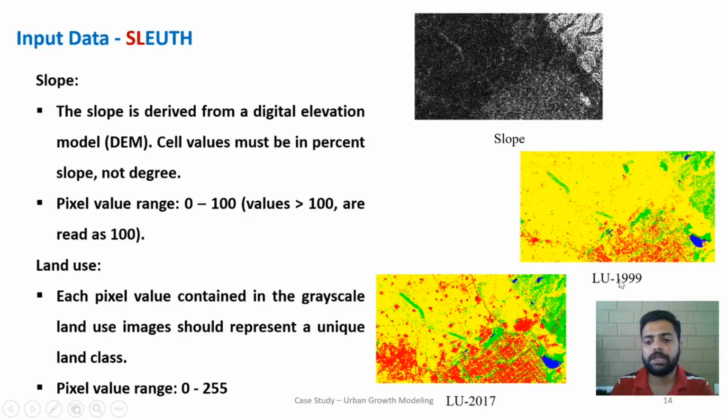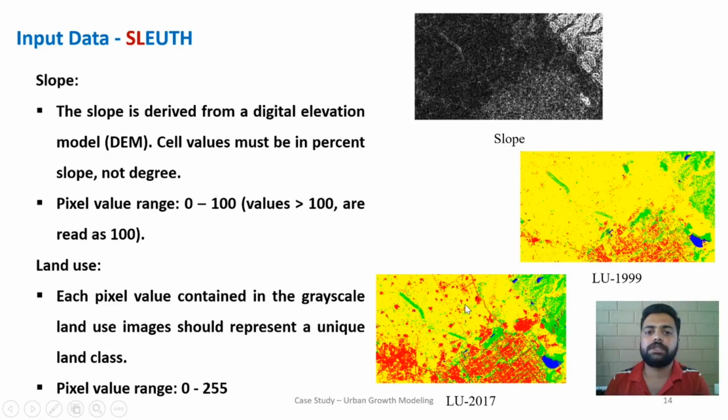So here I am using the land use for 1999 and 2017. Each pixel value contained in the grayscale will indicate a unique category in the land use. In this particular land use, we are basically considering four different categories.